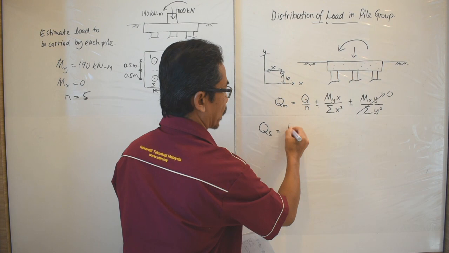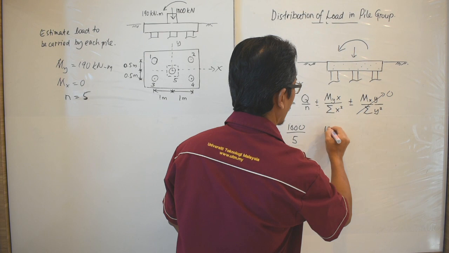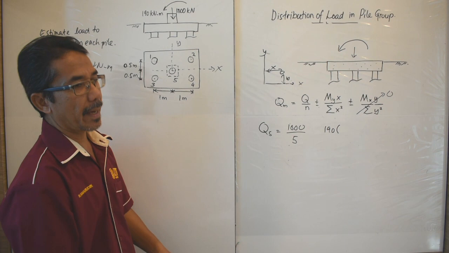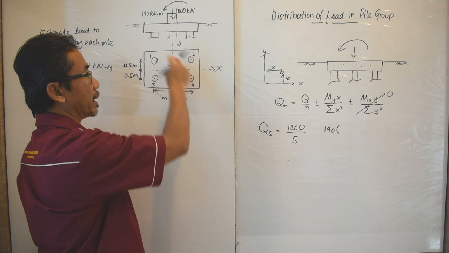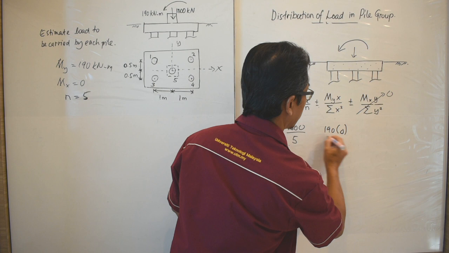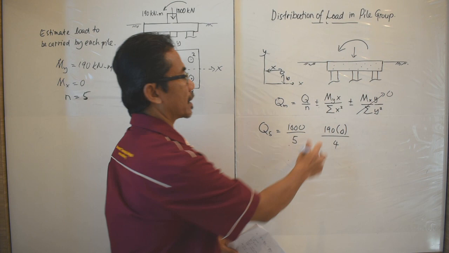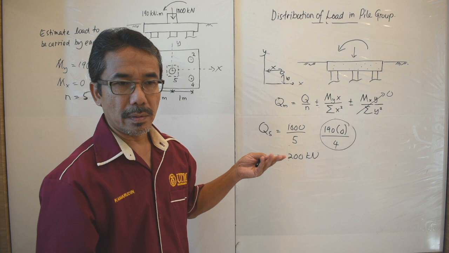Q5, Q equals 1000 divided by number of piles, which is 5, and then plus or minus later on My equals 190 kilonewton meter, and then x, the distance of this pile with respect to y axis. So this pile is located at the centroid of the group, and the location of the origin of the coordinate system is also at this point. So x equals 0 divided by 4. So it doesn't matter plus or minus here, because this term equals 0, then 1000 divided by 5 equals 200 kilonewton. So that's how we calculate the distribution of load in a pile group.